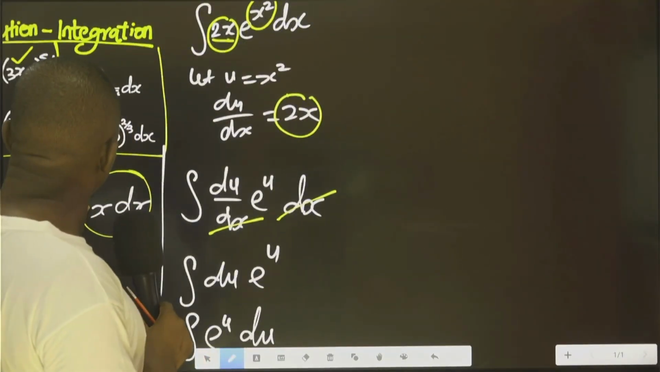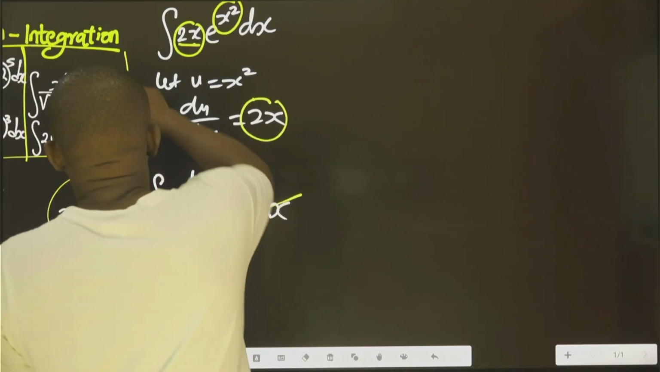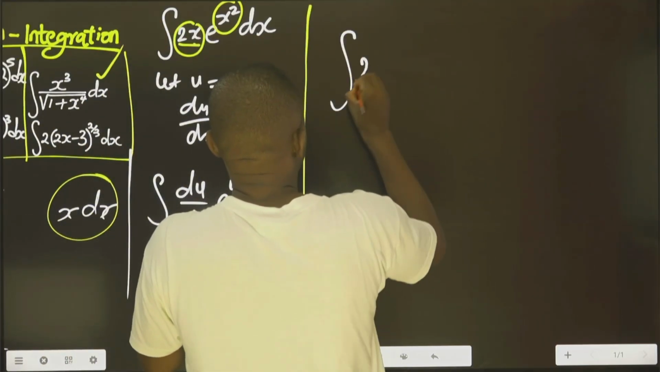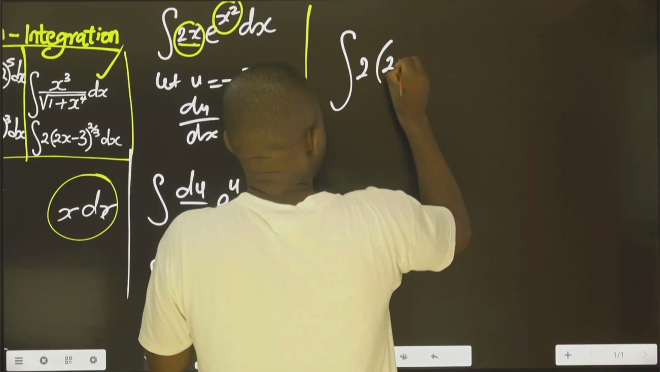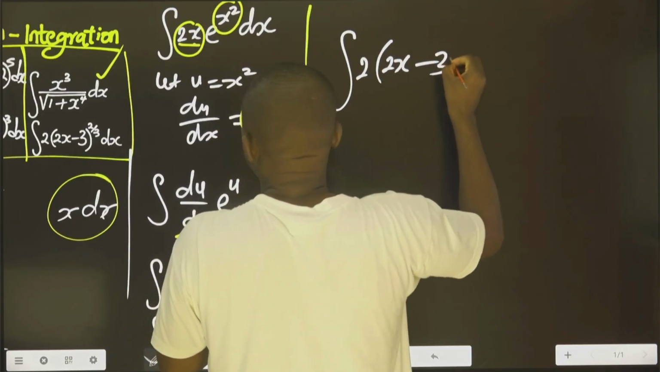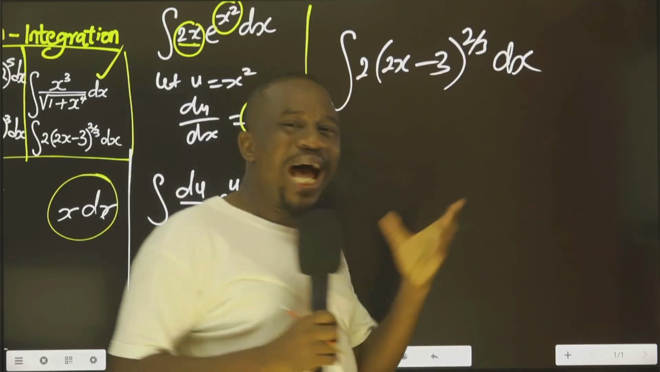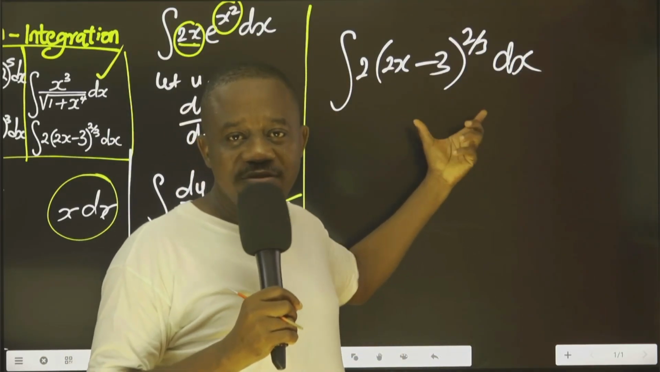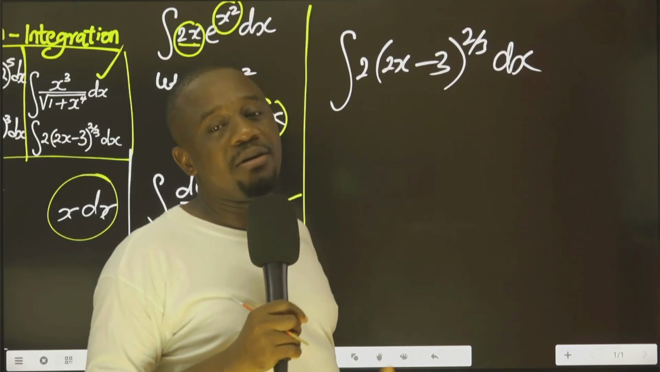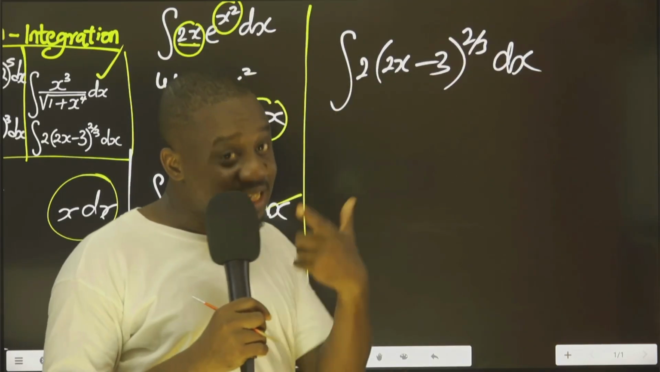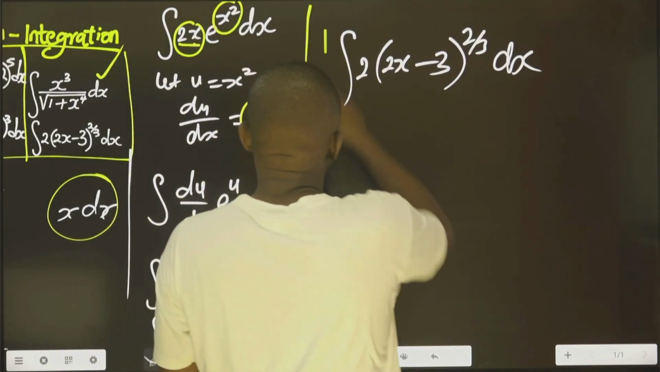So the next thing we need to do now is to say we have solved this. Let's come for this last one: 2x minus 3, raised to 2 over 3, dx. Should I allow you to do this? Should I just leave this so that you try your effort now? I'm going to leave this one for you to do for us. Drop your answer in the comment section. Let's see what you can do. I believe you can do it, okay?